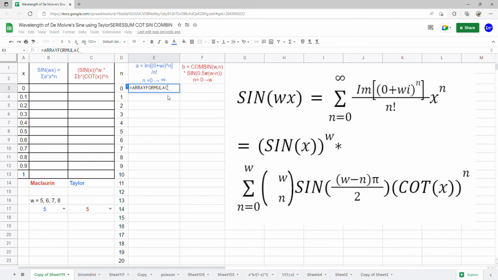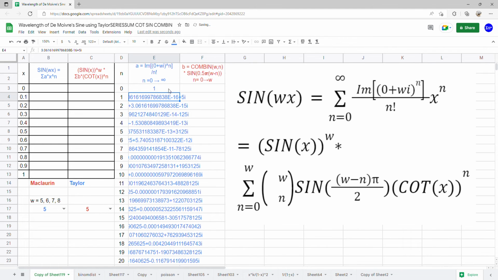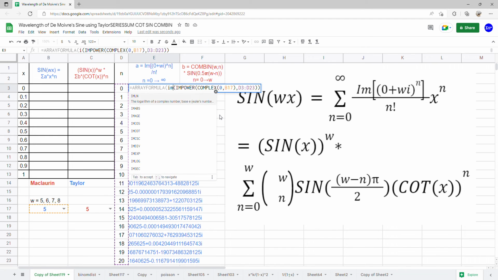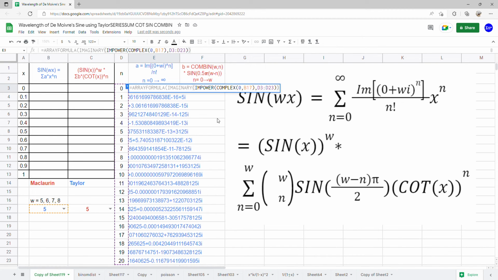So array formula, COMPLEX. 0 plus wi, so 0, comma, w. That's the complex part. And this is raised to the power n, where this is the de Moivre's formula. So IMPOWER of a complex number to n. And we want the imaginary part, so this will be IMAGINARY. That's the part that we want.